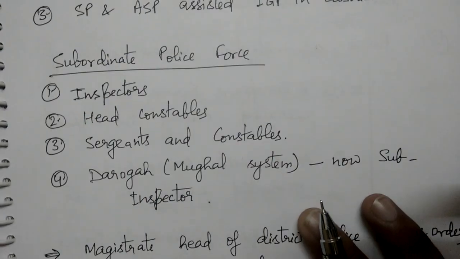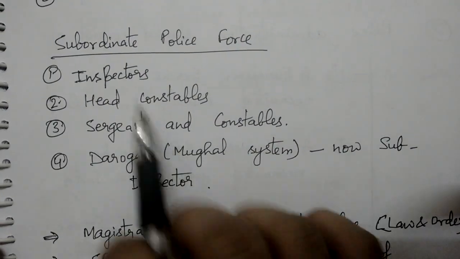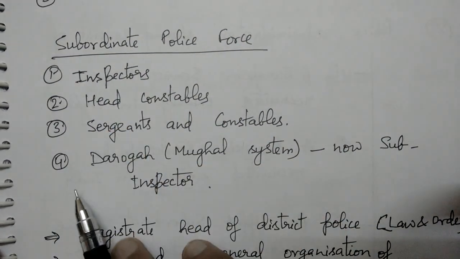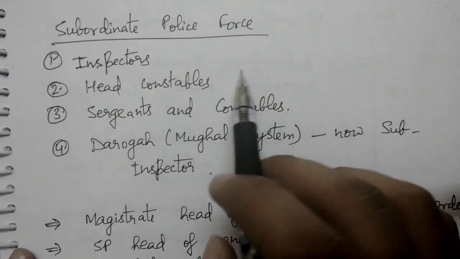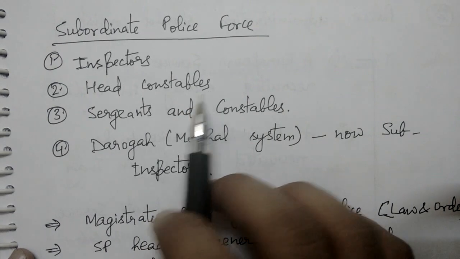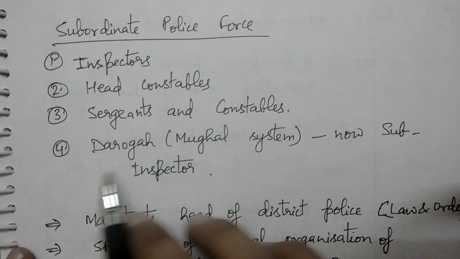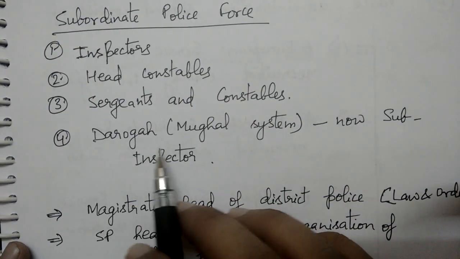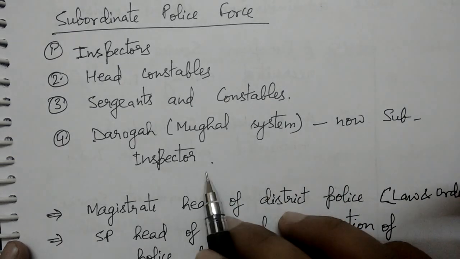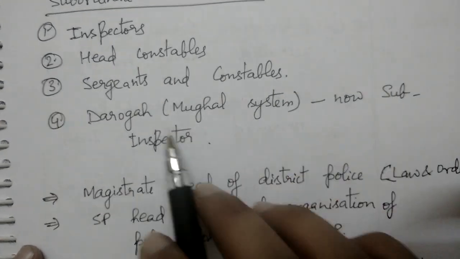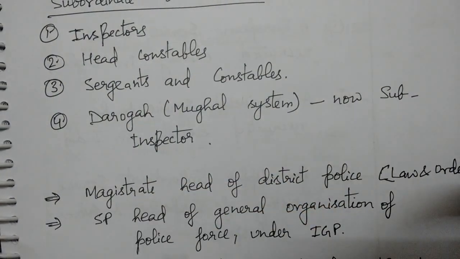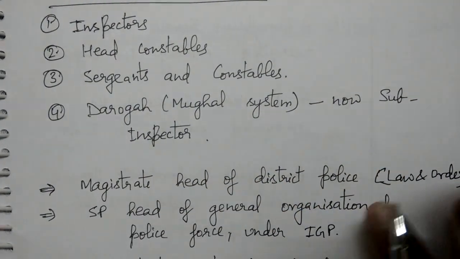Then comes the subordinate police force. In the subordinate police force, these four were the main components. First are inspectors, they have 3 stars. Then head constables, then sergeants and constables. Then the fourth is the daroga, which is also known as sub inspector. They are directly recruited, and during the Mughal system they were known as daroga sahab. So right now also they are known in many parts as daroga.